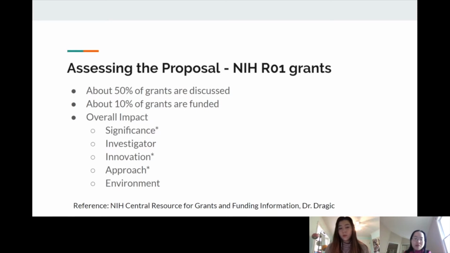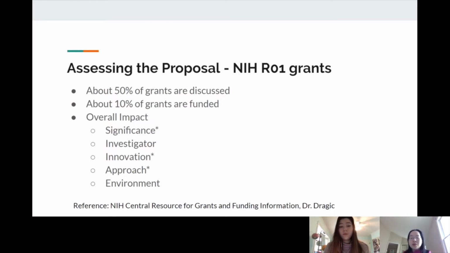So this is actually a pretty low percentage, and it's good to know this early on. One of the major factors that they discuss in deciding who to give the grant money to is overall impact. And the overall impact depends on 5 factors: the significance, the investigator, the innovation, approach, and environment. I starred the ones that Dr. Dragic mentioned were particularly important for the success of a grant.